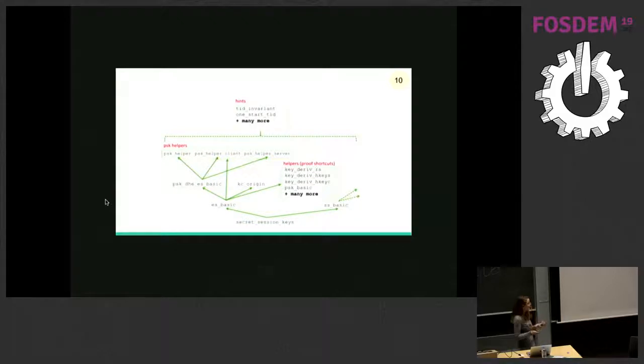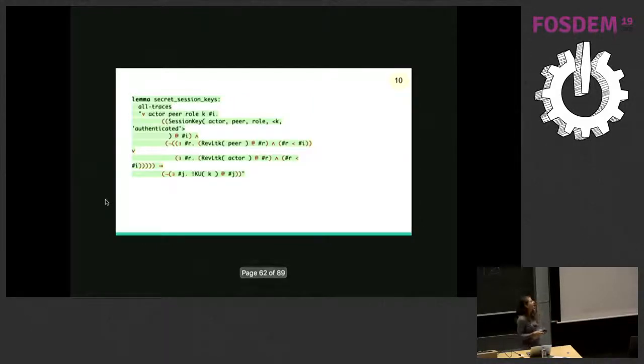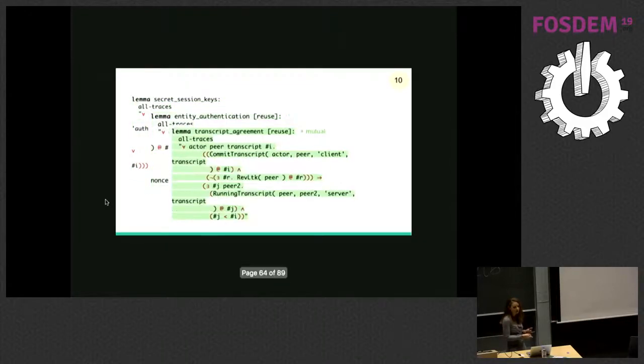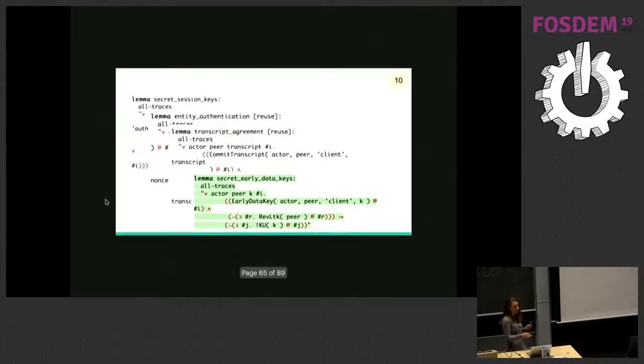Maybe it seems simple, but in actual fact, for us to prove the secret session keys lemma, we needed to write and prove a whole bunch of auxiliary lemmas before we could even start proving that. The proof of this relies on ES Basic, which relies on these, which relies on these. And this is only half of the lemma tree. To get to our proofs, we needed to write and prove about 45 auxiliary lemmas. But we did that for draft 10, and we found that secret session keys was good, so was entity authentication and its mutual variant, transcript agreement and its mutual variant, and also the secrecy of early data keys. So draft 10 looked good.